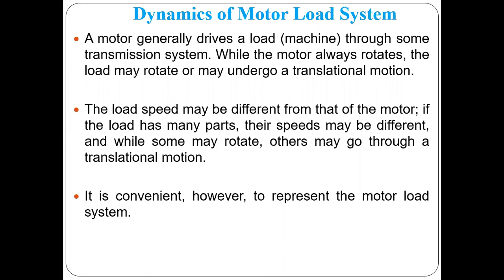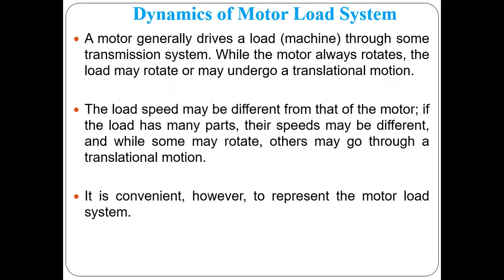When an electric motor rotates, it is usually connected to a load which has a rotational or translational motion. The speed of the motor will be different from that of the load, right? In translational motion, the position of the body changes from point to point in space, and the speed of the load may be different from that of the motor. And if the load has different parts, their speeds may be different. Some parts may rotate while others go through a translational motion.